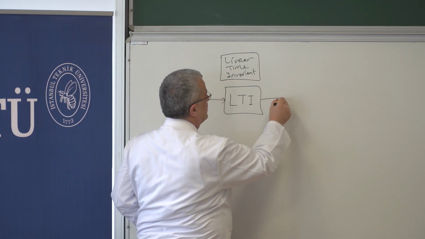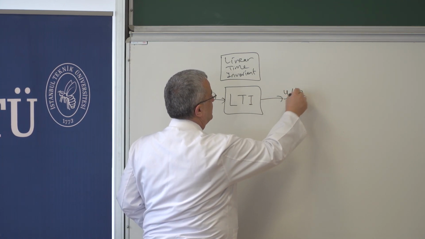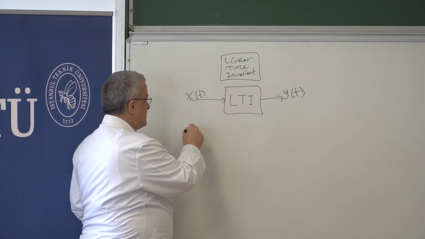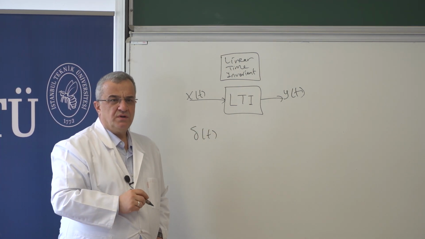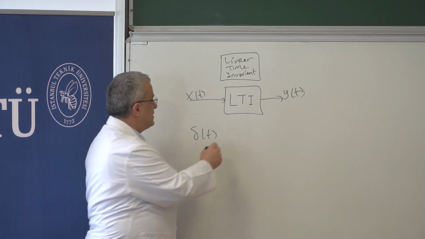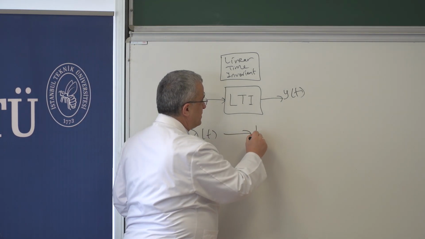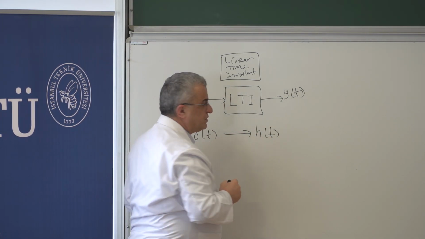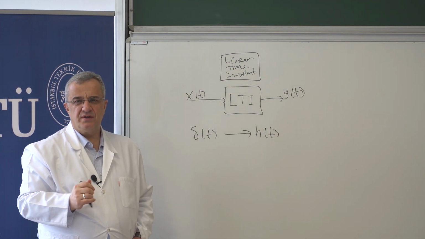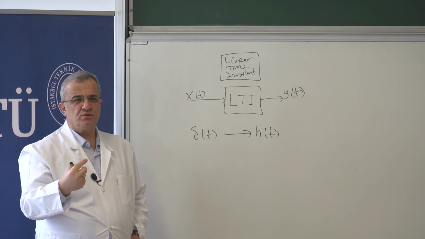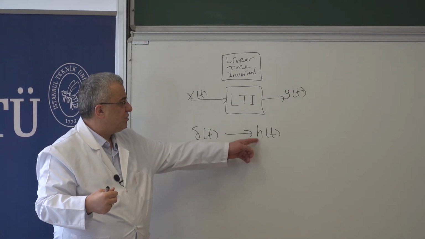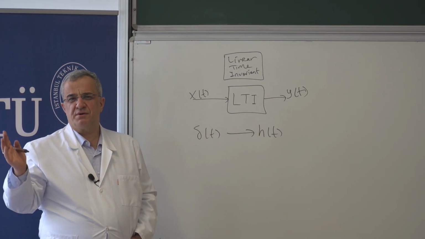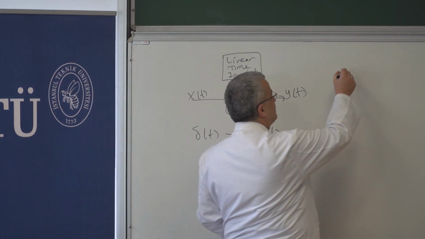So this is the input and the output. We say that the response of the system to an impulse is h(t). We call it h of t. So if you know the response of the system for an impulse, and you call it h of t, then you know everything about the system. What was the impulse?